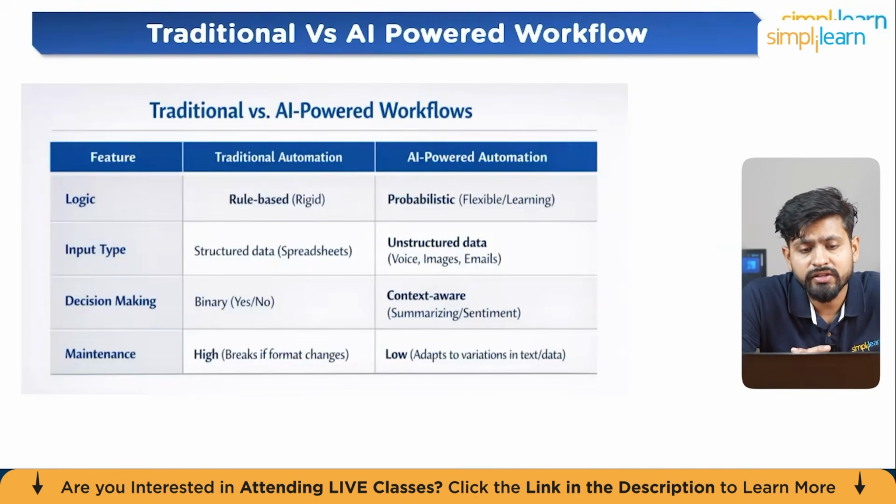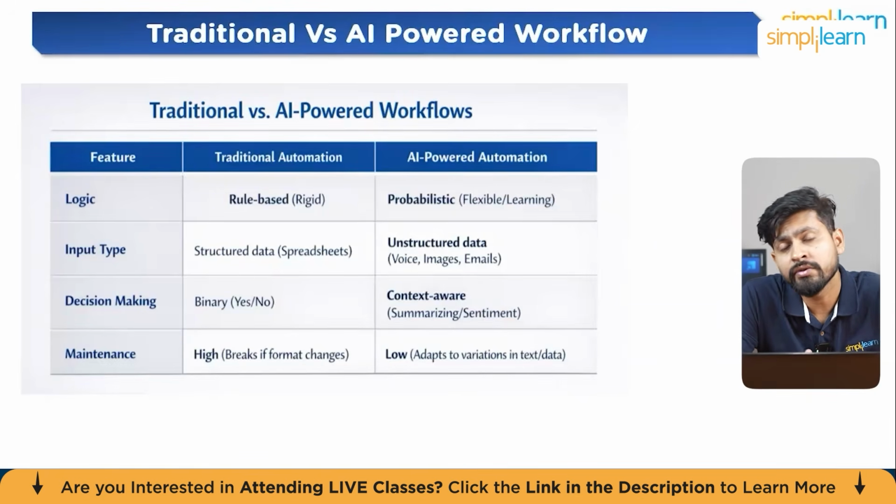Now, if we look at the logic part, traditional automation, as we discussed, was if this, then that. So it was a very conditional-based model that you had. But AI-powered automation is actually probabilistic. It categorizes things, it does the reasoning. So it is flexible and there is also a way of learning involved because you'll be using LLMs.